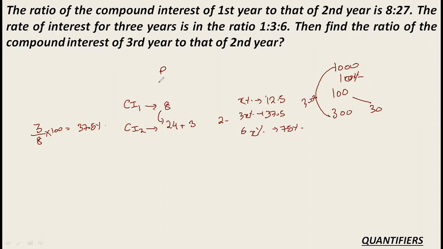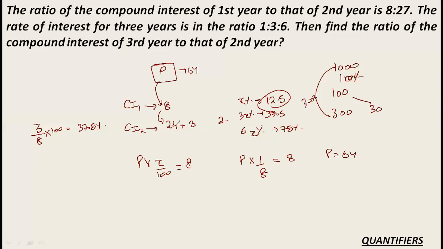I know that the interest I have gained in first year was directly over principal, which means principal's x% is equal to 8, and x is 12.5. 12.5 is 1/8. So principal's 1 by 8 is equal to 8. So principal is nothing but 64. Now my principal comes out to be 64 rupees. Now my task is very easy. I know that my principal is 64. My interest for second year is 27.